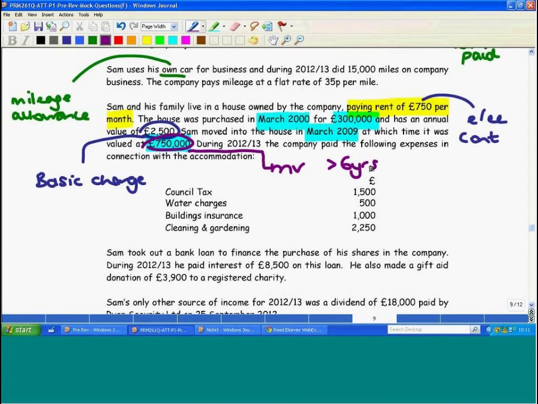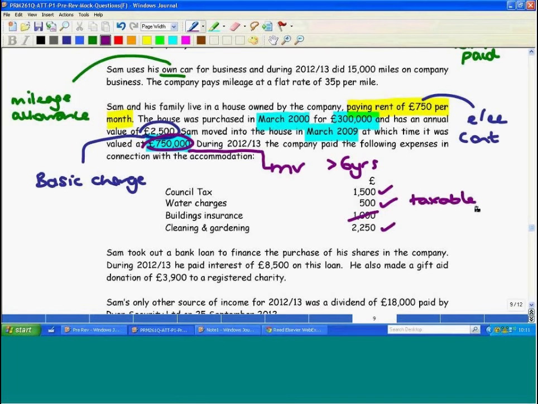So we've got our basic charge, we've got our additional charge, we've got employee contributions that we're going to have to deduct once we've calculated our benefits, and then we have the company paying expenses on behalf of the individual. So they're paying the council tax, the water, the insurance, the cleaning and the gardening. Now the insurance is something that we would always expect the landlord to pay, so that is not going to be taxable. However, the other costs will be. So out of those, we will have to pay tax on the $1,500, the $500 and the $2,250.